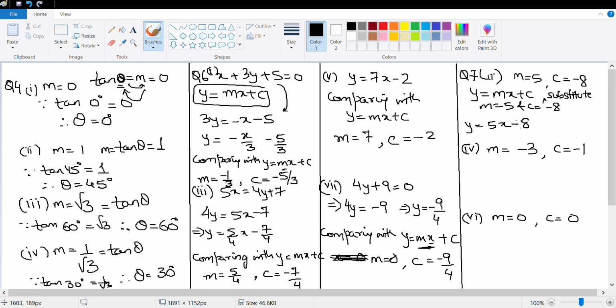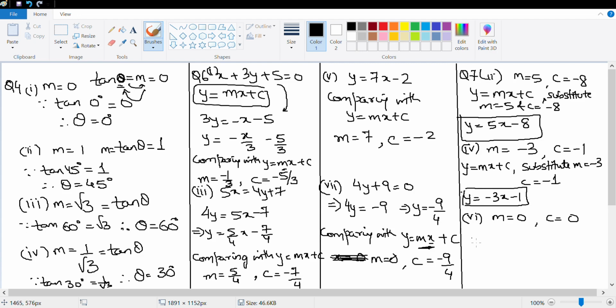A good habit is to highlight your answer. Perfect. Let's look at the next one. Our standard equation is y is equal to mx plus c, and we substitute m is equal to negative 3 and c is equal to negative 1. I get y is equal to negative 3x minus 1.